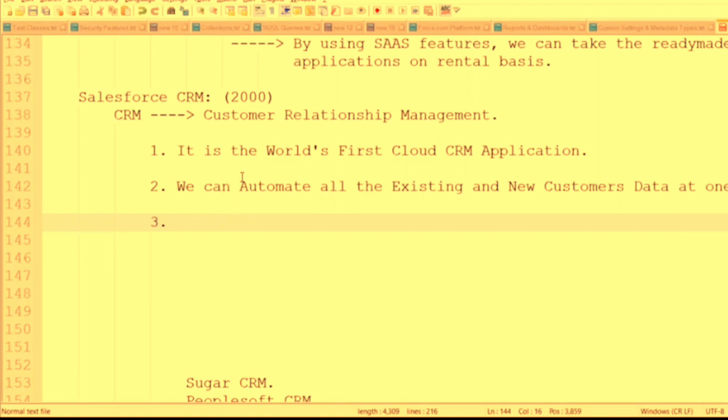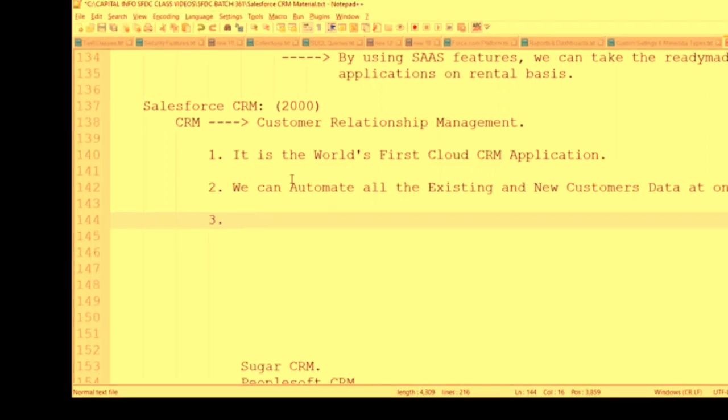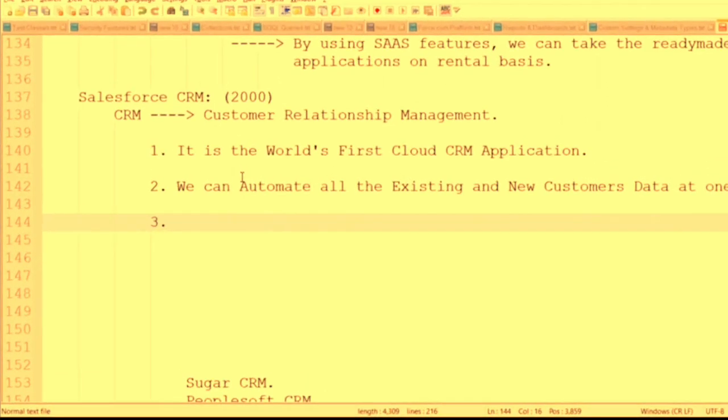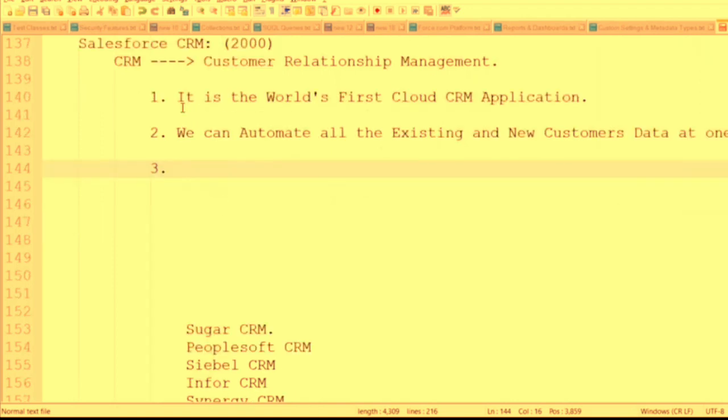Okay, now, so automating the processes in the sense storing that related data, sales related data we can store. That means our customers data, their contacts data, our products data, our revenues information, everything we can store. That is nothing but automation over here, simply. Okay, now, so by using this Salesforce CRM, we can automate our sales related data, service related data, and the marketing related data at one place here. Clear?